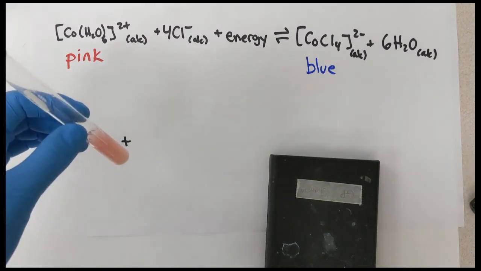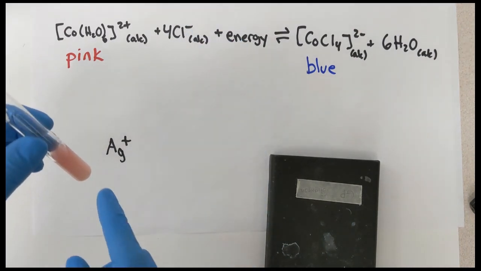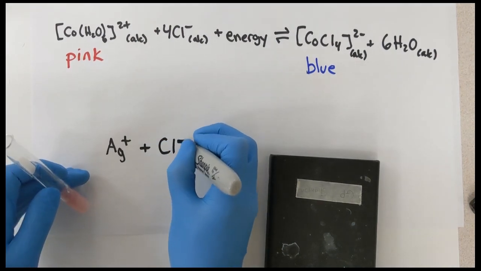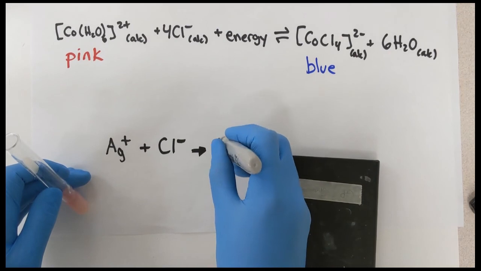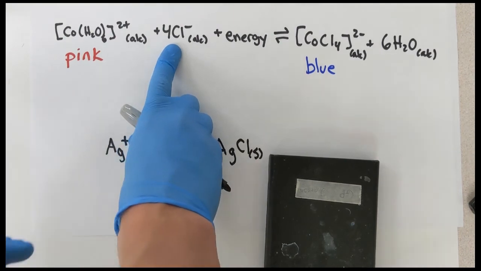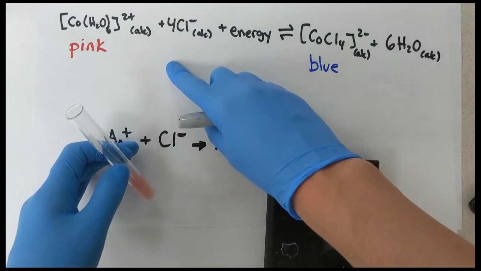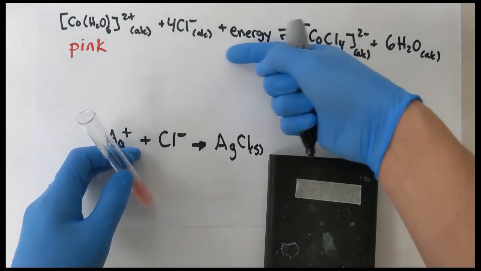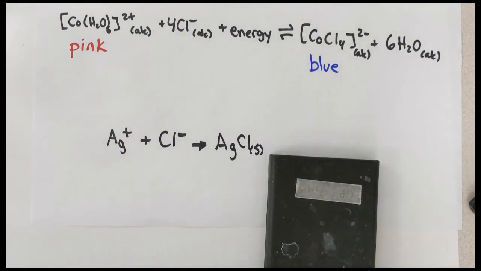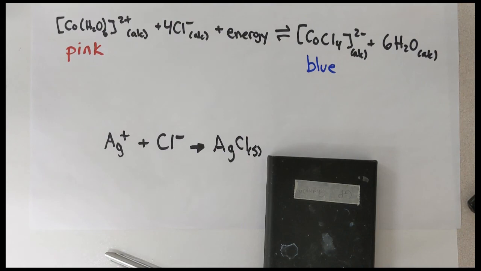Because we remove ions through precipitation reactions. I can't just reach into this mixture and pluck out a chloride ion. I need to remove it chemically. So what happens is the silver ions react with chloride ions to form insoluble silver chloride. So that's removing chloride ions from the system. Chloride ions, the concentration goes down. The system wants to increase the concentration of chloride ions, so it shifts to the left and produces more of this pink colored ion.